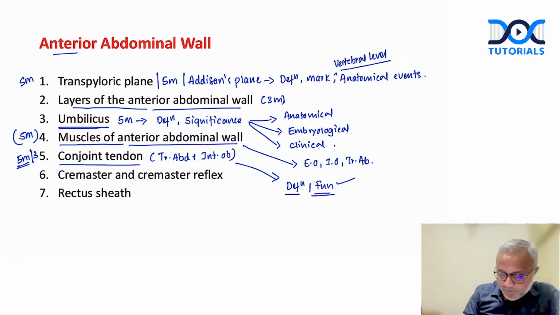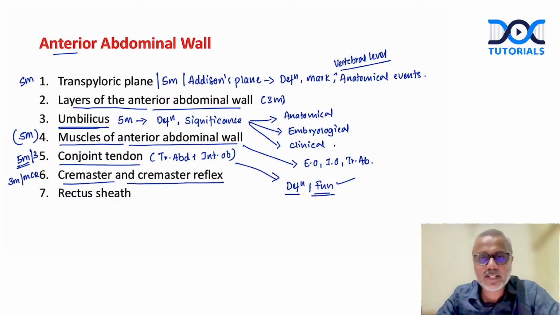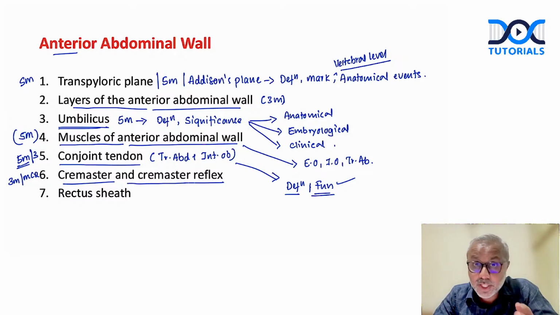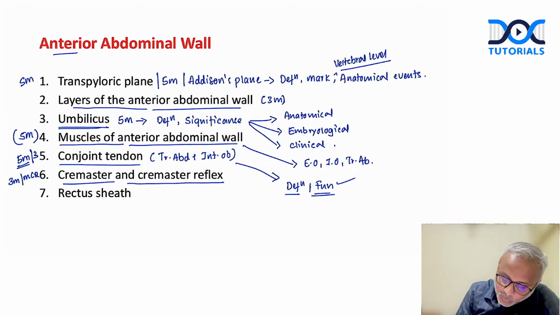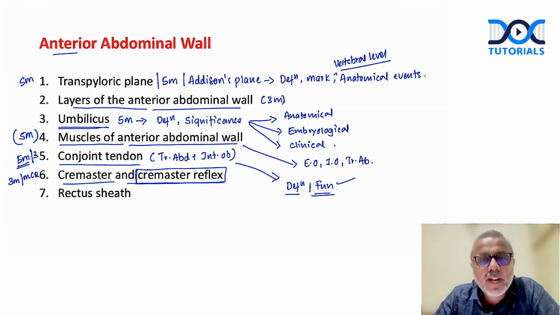Right? Then one more important question here, which is like a 3 marker, is the cremaster, could be an MCQ also. Cremaster and cremasteric reflex, right? What is cremaster muscle? What is its innervation? What is its function, right? So the question on cremasteric reflex is more likely than the question on the cremaster muscle itself, right?